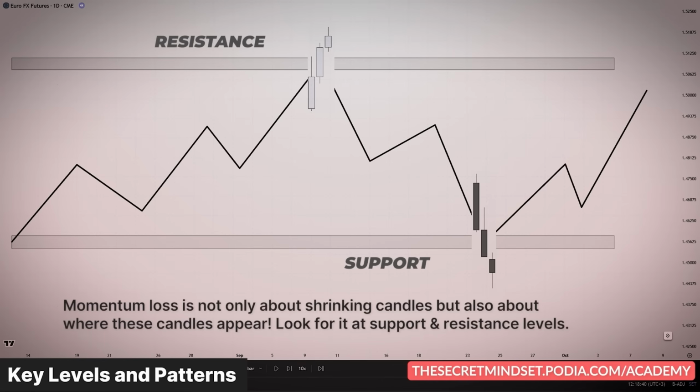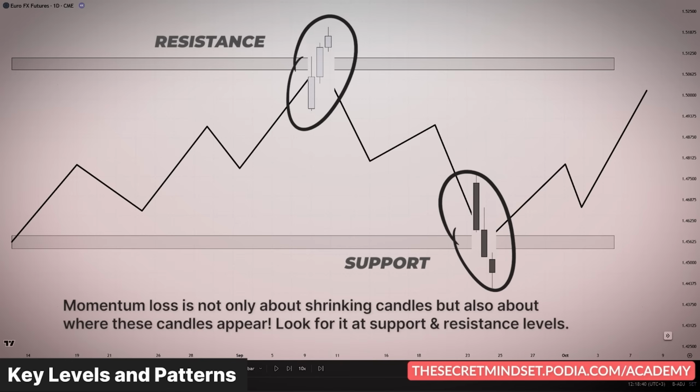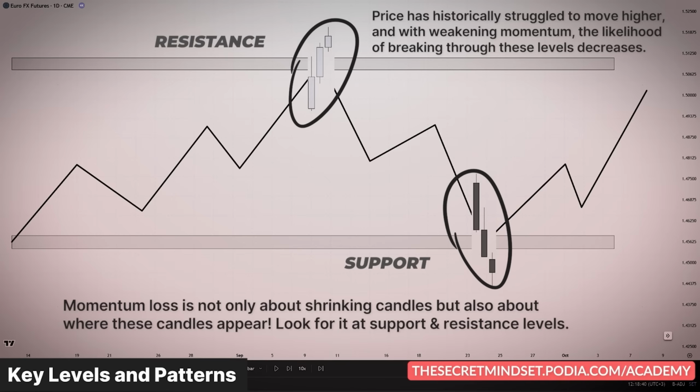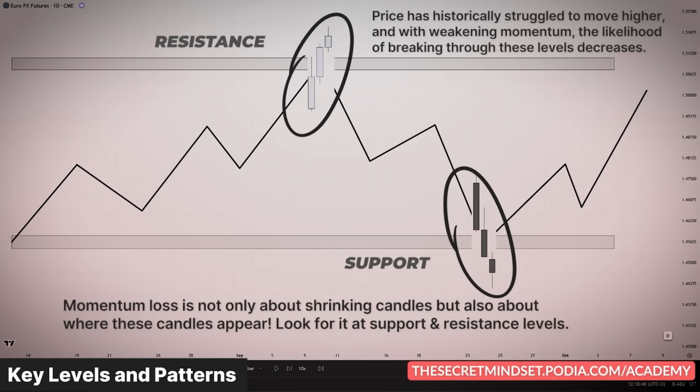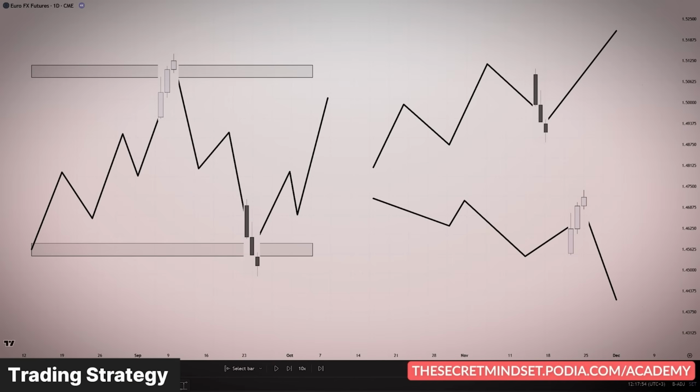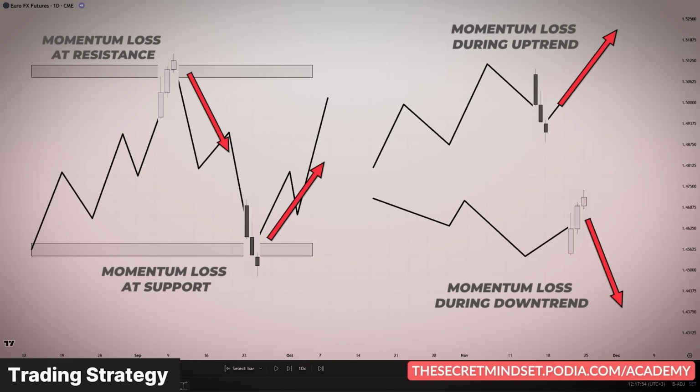If this pattern occurs after a prolonged uptrend at a key resistance level, it could be a strong indicator that a trend might reverse or at least stall. This is because at resistance levels, the price has historically struggled to move higher, and with weakening momentum, the likelihood of breaking through these levels decreases. The plan here is to ride the wave of increasing buyer enthusiasm during momentum gain phases. On the other hand, noticing a momentum loss with decreasing candle sizes could signal a time to be cautious.